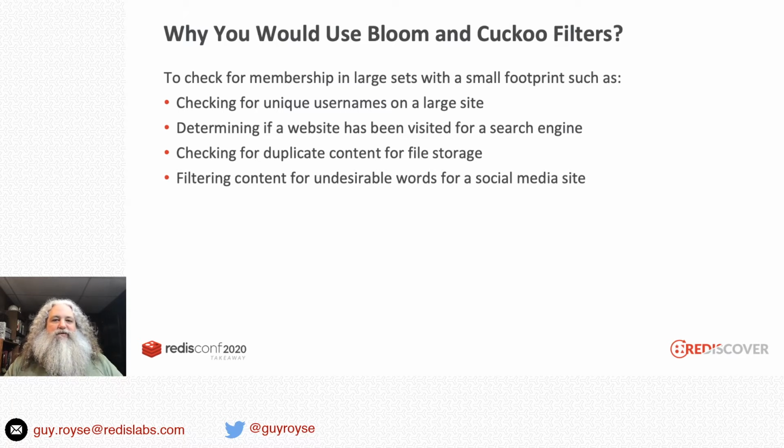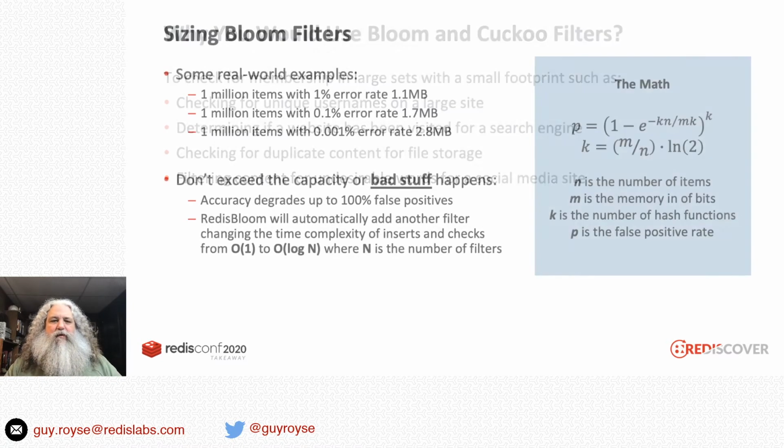You can determine if a website has been visited before or not by taking the URL and adding it to a Bloom or Cuckoo filter, and then asking, have I been to this site before? You can actually shove entire documents into these filters and check for duplicate content. Have I seen this content before? And you can even have Bloom and Cuckoo filters full of words that you don't want on your site, so that you can filter them out and tag content that has undesirable words, and lots of other uses.